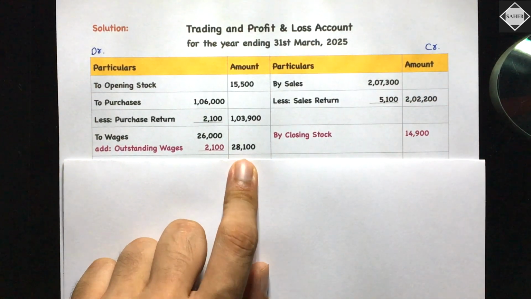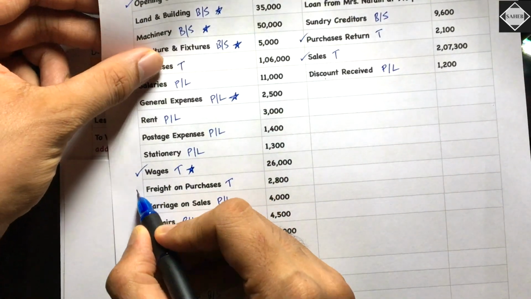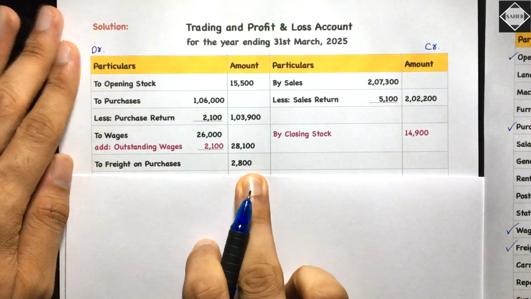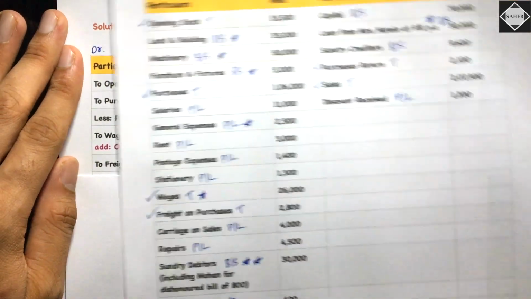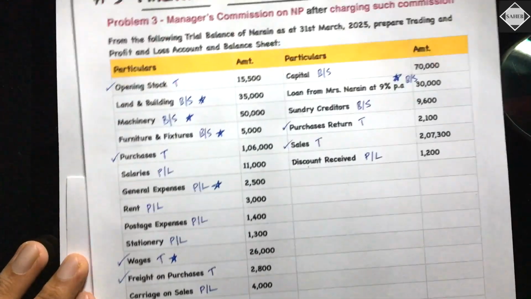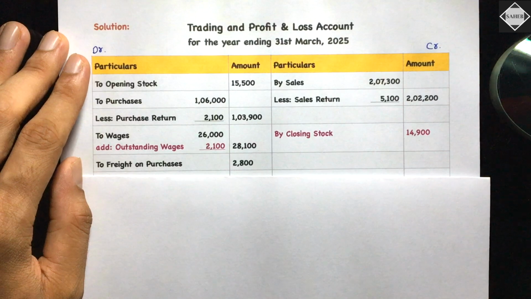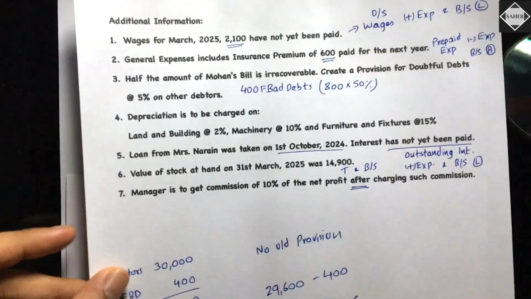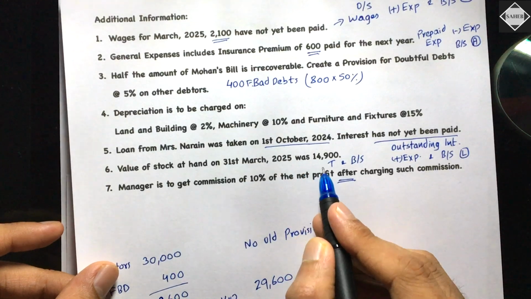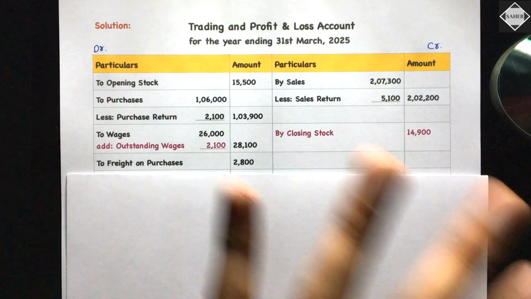Then what do we have? Do we have any more trading account items? Yes, freight on purchases. How much? 2,800. Let's take it. To freight on purchases, 2,800. Anything else? Nothing else. All done regarding the trading account. We have closing stock. Let's take the closing stock. It was given in the adjustment, really simple. Value of stock at hand on 31st March 2025 was 14,900. So just take it. After taking closing stock, there is nothing else.